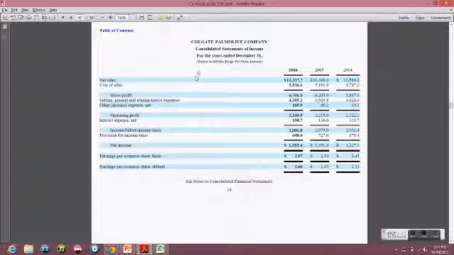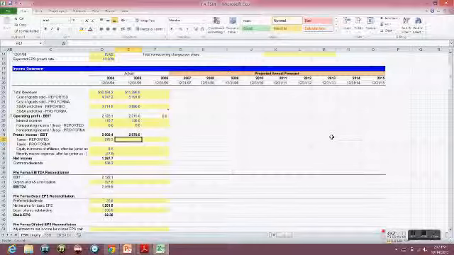For your provision for income taxes, 727.6. Now remember, it says income taxes or provision for income taxes. Basically, that means taxes. All right. So 727.6.